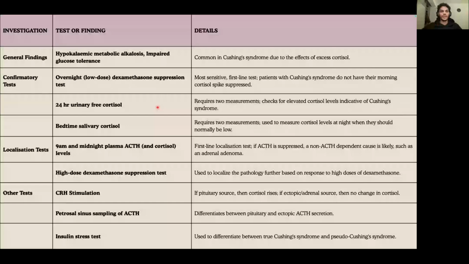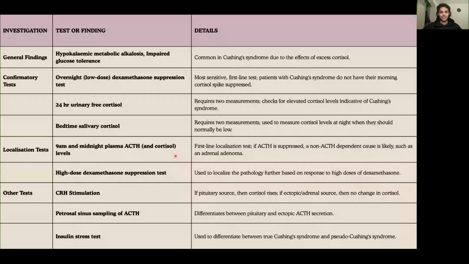9 a.m. cortisol, and 9 a.m. and midnight ACTH. So if ACTH is suppressed, a non-ACTH dependent cause is likely, such as an adrenal adenoma. If ACTH is not suppressed, as you spoke about earlier, you can expect, for example, Cushing's disease or ectopic production due to small cell lung carcinoma, which is the most common cause of ectopic ACTH production.